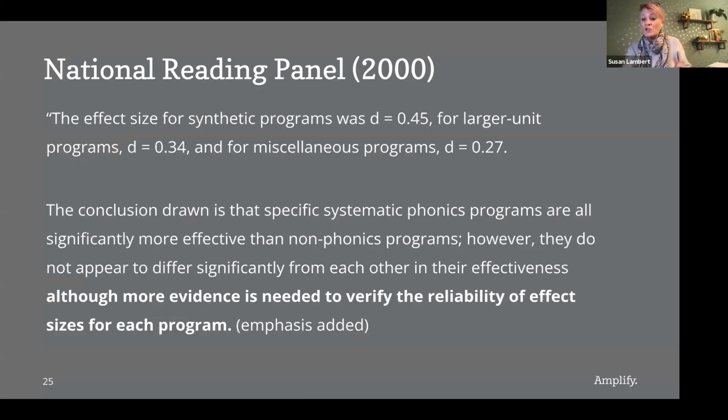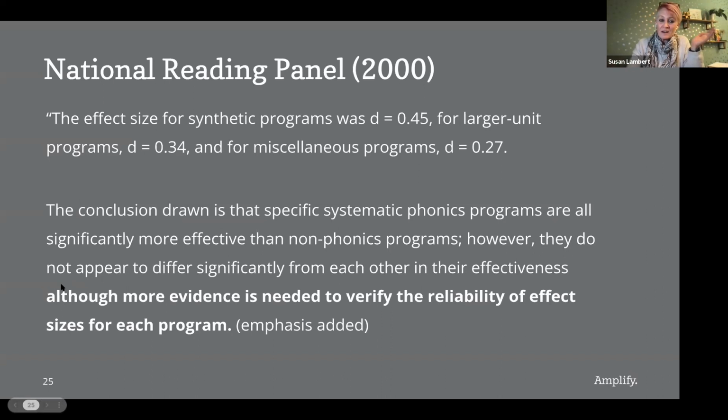Now, the National Reading Panel actually had something to say about analytic and synthetic phonics. Now remember, this was in the year 2000. They saw in their meta-analysis that the effect size for synthetic phonics programs was larger than for larger unit programs and other miscellaneous programs. But they really drew the conclusion that the synthetic phonics programs weren't showing that much more effect. And so they said they appear not to differ significantly from each other in their effectiveness.